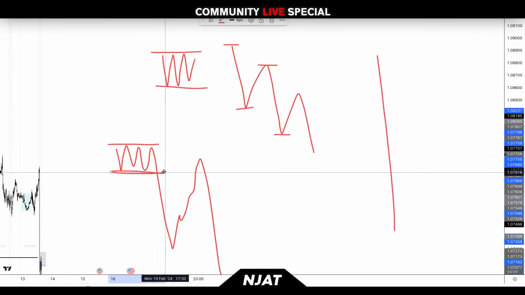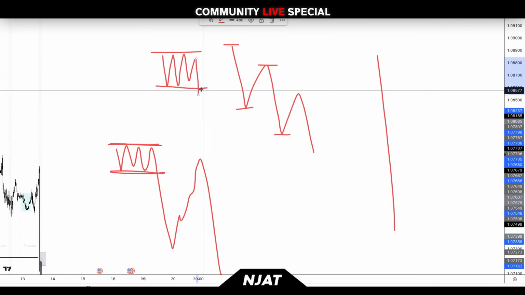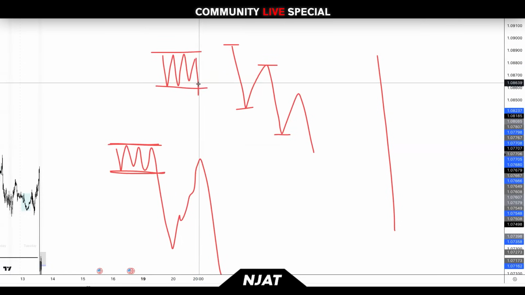If we break out of a sideways range, which again is why I always start with structure in the market, because if we break a low or we break a high, that's a potential initiation phase coming into the market.